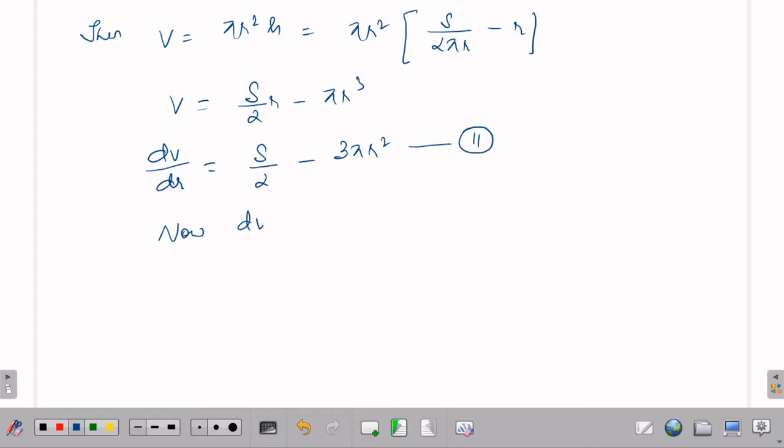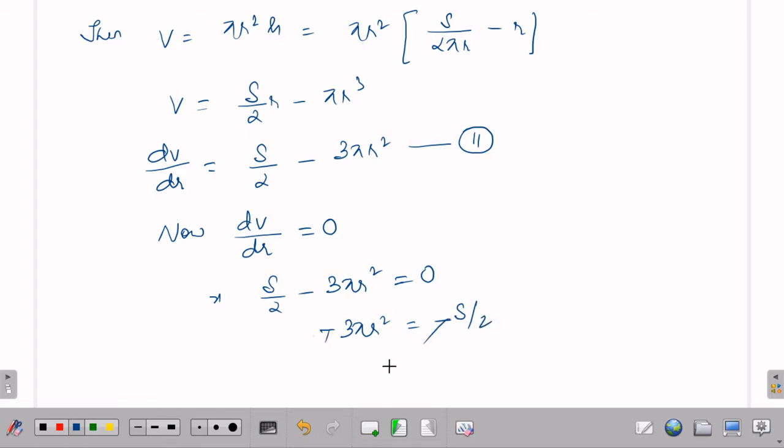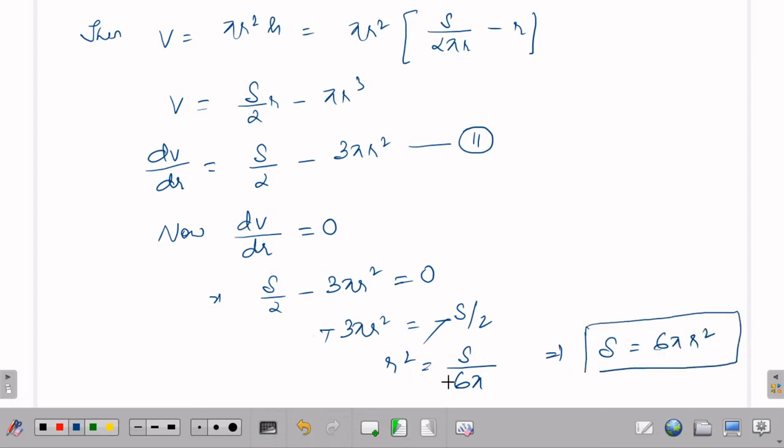So now your dV by dr should be equal to 0. So in short, your S by 2 minus 3 pi r square should be equal to 0. So minus 3 pi r square is equal to minus S by 2. Cancel the minus and minus. So r square would be S by 6 pi. So in short, I'll get S is equal to 6 pi r square. Do remember this one also, okay? Don't forget this one also, because once we cross multiply. But right now, remember this. I got r square to be nothing more than S by 6 pi.